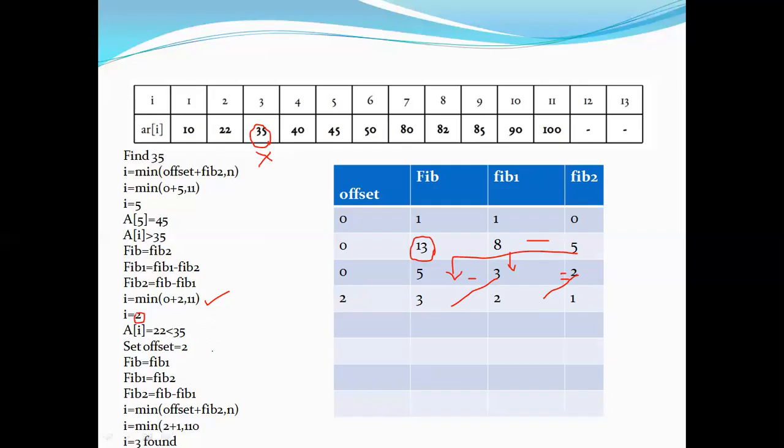With these new values again calculate this I value. So I is equal to minimum of 2 plus 1, that is fib2 is 1, so 1, comma 11. So the minimum of this is I equal to 3. So I equal to 3, A of 3 is 35, this is our value we found out. We found our value. So like this Fibonacci search will work.